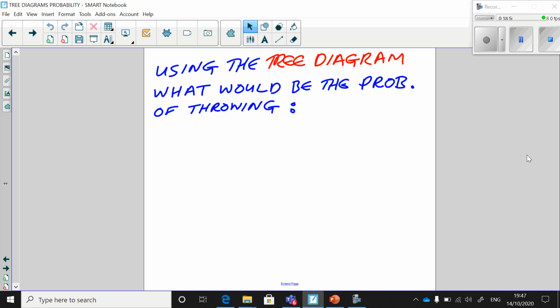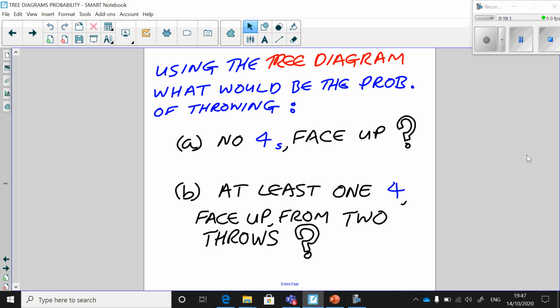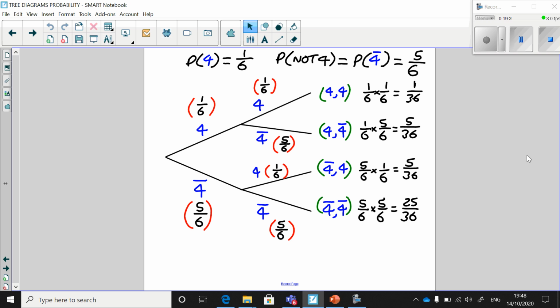Okay, we're going to have maybe a few more questions here. So what would be the probability of throwing no 4s face up? So that was like the 4 with the little bar above it. And another question, what's the probability of getting at least 1 four face up from 2 throws? At least 1 four. Okay, so there's a tree diagram there with the associated probabilities.